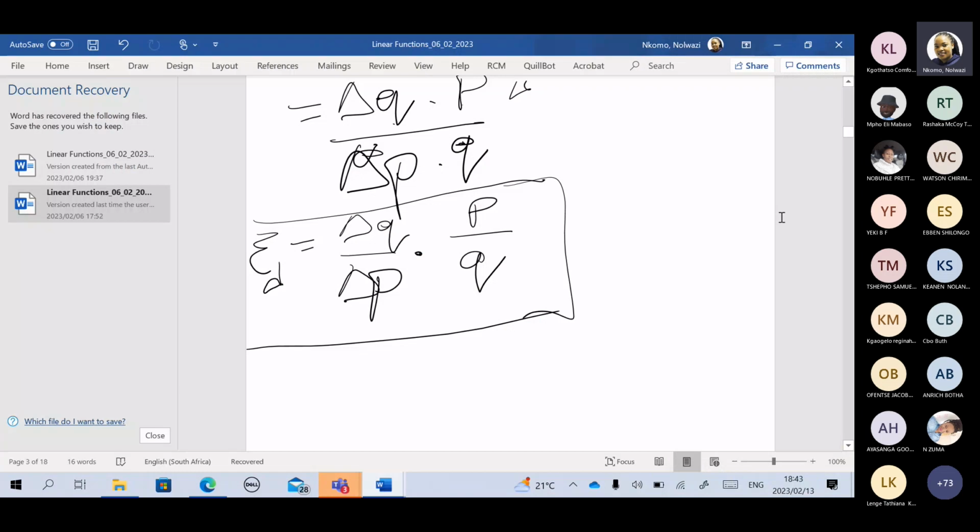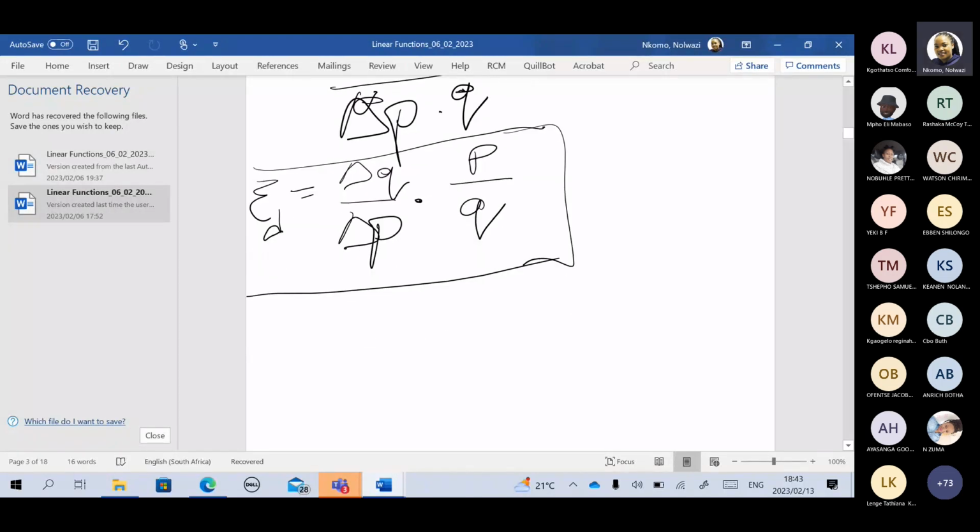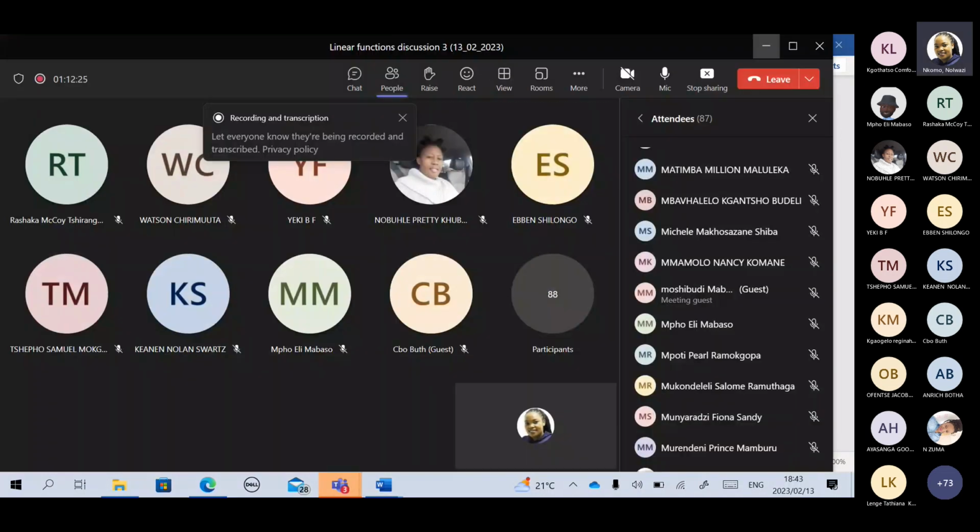Okay, we can just simply use this formula if we want to calculate the price elasticity of demand. Okay, and another thing, we know that the value of... is there someone saying something?